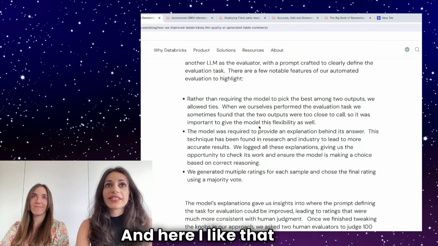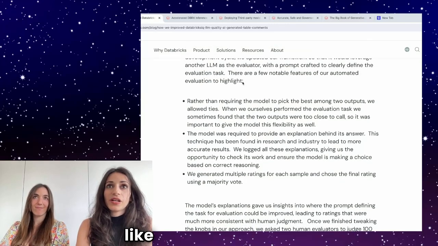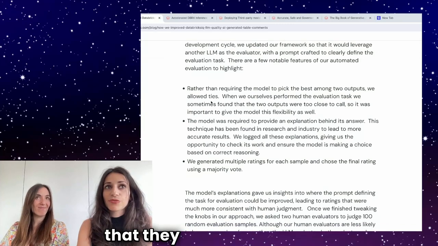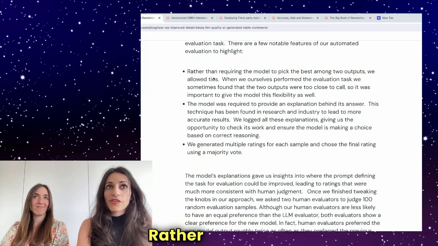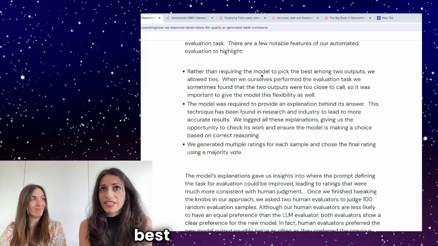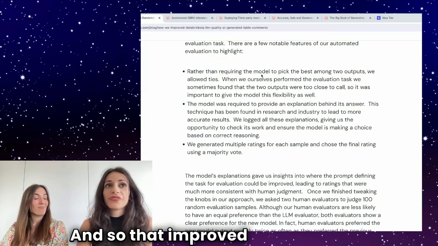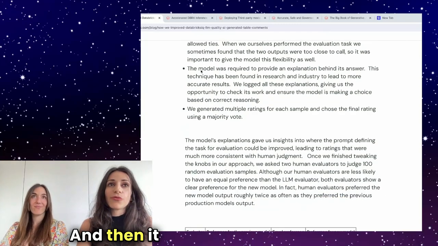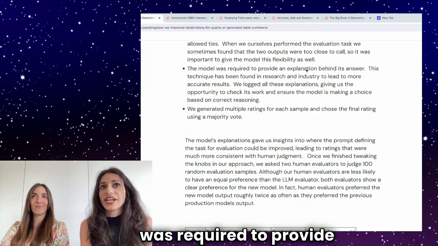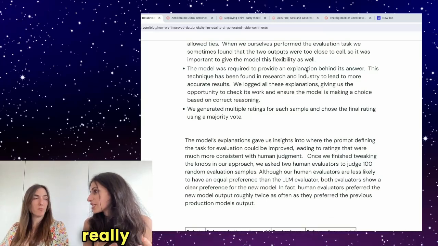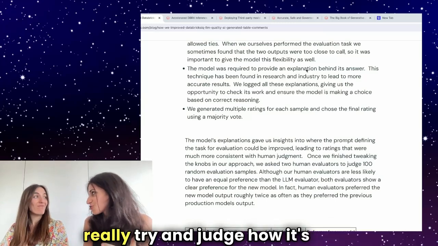And here I like that they also talk about a few notable features of their automated evaluation that they would like to highlight. So rather than requiring the model to pick the best among two outputs, they allowed ties. And that improved things apparently. And it was also good that the model was required to provide an explanation behind its answer. I think that's good because then you can really try and judge how it judged.